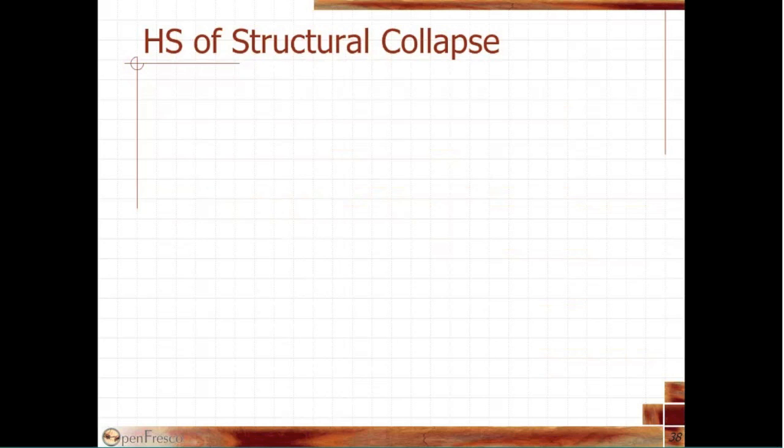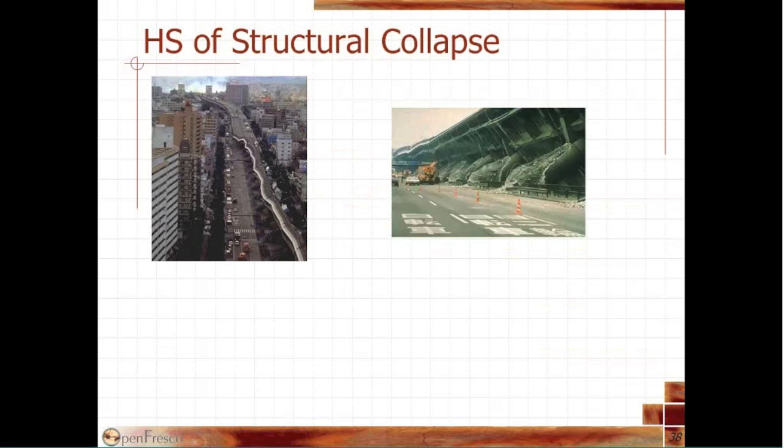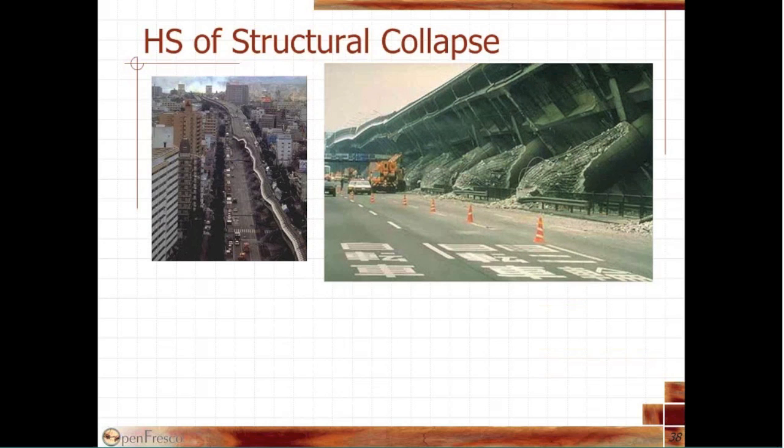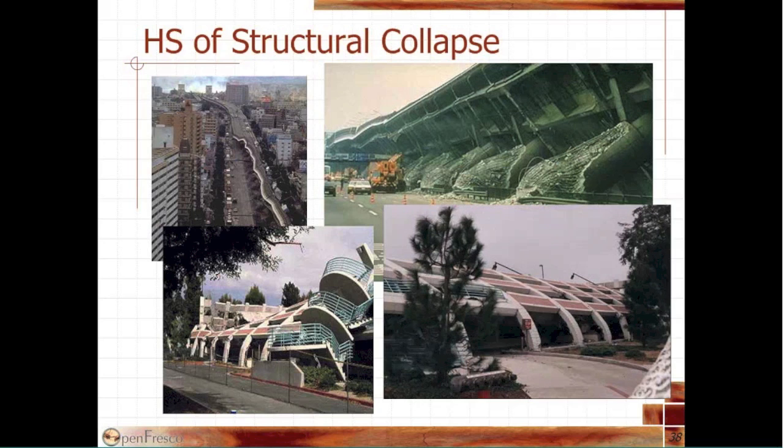To give you a little bit of motivation for why we want to do a structural collapse, you can see the bridge here that completely collapsed in the Kobe earthquake, or this concrete parking structure during the Northridge earthquake that totally fell over and collapsed onto its side. So structural collapse is important to look at.